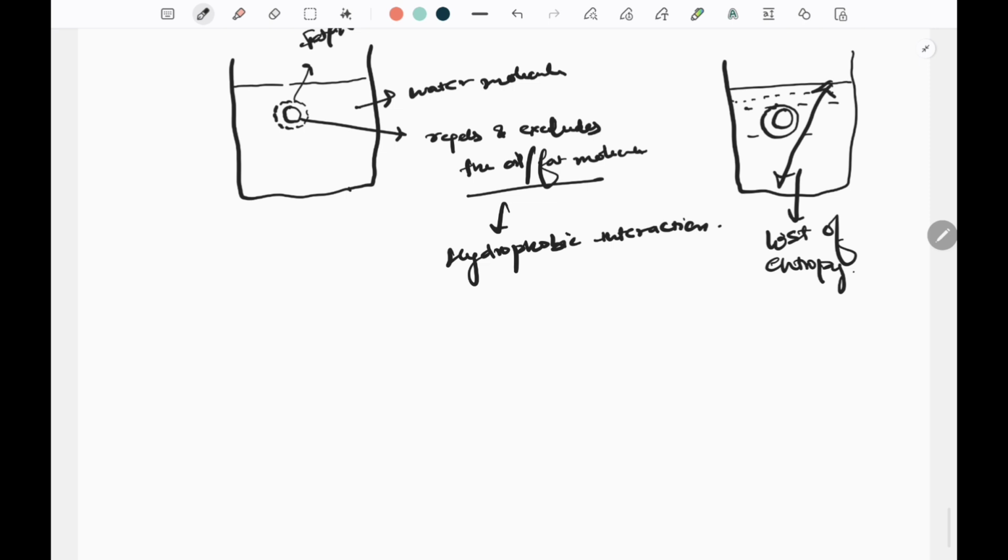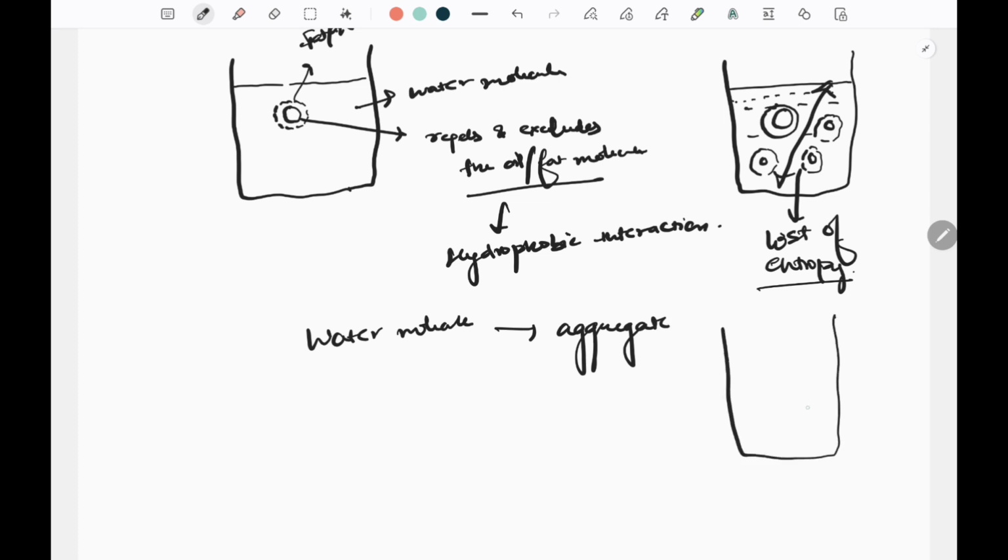Although there is a loss of entropy, if I put lots and lots of these lipid molecules, every lipid will be covered by these water molecules. Due to this, there is a much higher loss of entropy. Now to reduce that, what the water molecules do is they aggregate all of these into one particular space so that they can increase the entropy of the system. So they merge all of these lipids together, and overall this makes the entropy of the system higher. Okay, so they'll simply merge.